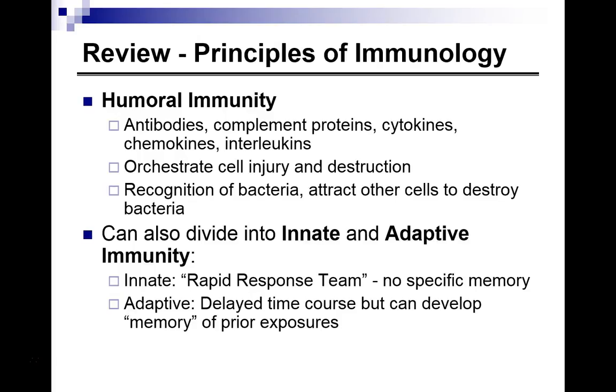We can also discuss humoral immunity. Humoral immunity is the component that involves antibodies, complement proteins, cytokines, chemokines, and interleukins. This is in contrast to the cell-mediated component of immunity. All of these components orchestrate cell injury and destruction and are involved in recognition of bacteria and attracting other cells to destroy bacteria. We could also divide immunology into innate and adaptive immunity, where innate immunity is your rapid response team that does not have any specific memory, and your adaptive immunity is more of a delayed time course but has very specific memory of prior exposures.